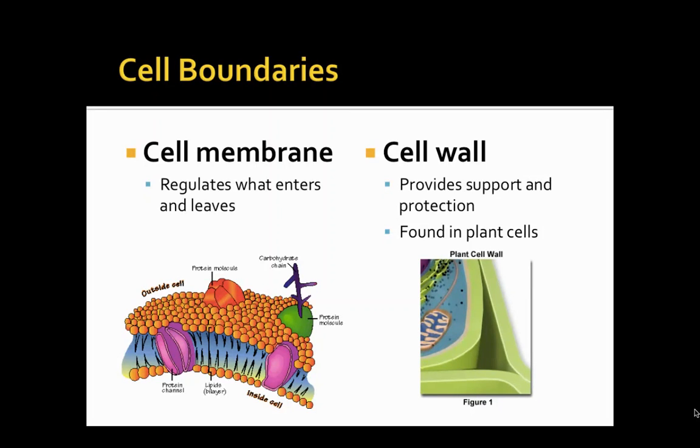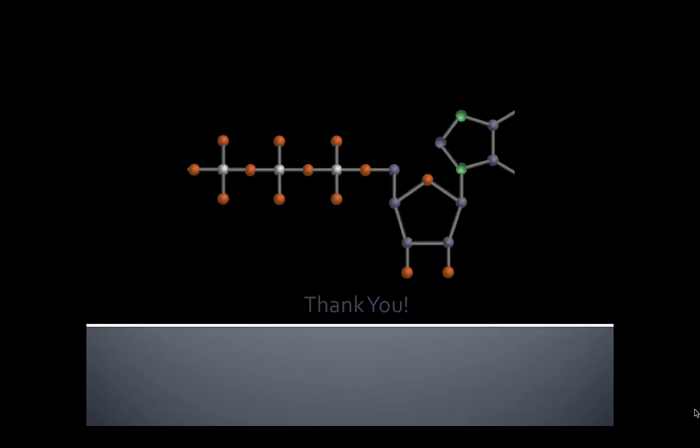Cell walls, in some cells, protect the cells. It's hard and gives it a little bit of extra protection. But it doesn't do much to regulate what goes in or out. It has really big holes in it. Plant cells have these. Well, those are the cell parts.